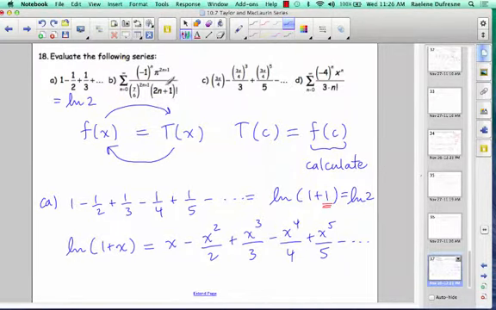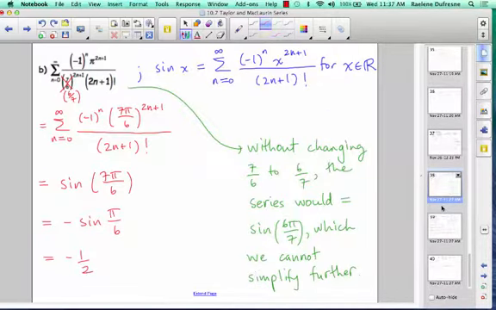Recognizing which series we have for parts B, C, and D, and then substituting the x-coordinate into the function and evaluating will give you the answers for B, C, and D. I'll pause the video, put the answers up, and you can check on your own. In part B, there was a typo.